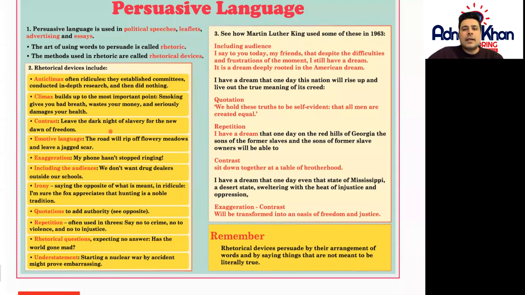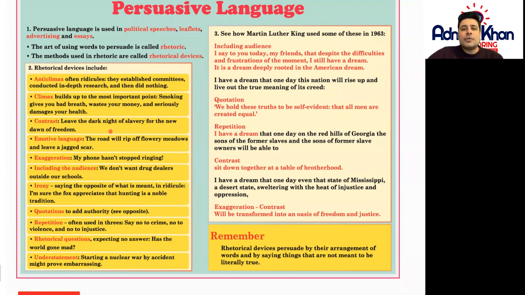Contrast, on the other hand: leave the dark night of slavery for the new dawn of freedom. In other words, with this contrast, they're trying to show you how bad slavery was, and let's look for freedom, because slavery was the dark, bad days.